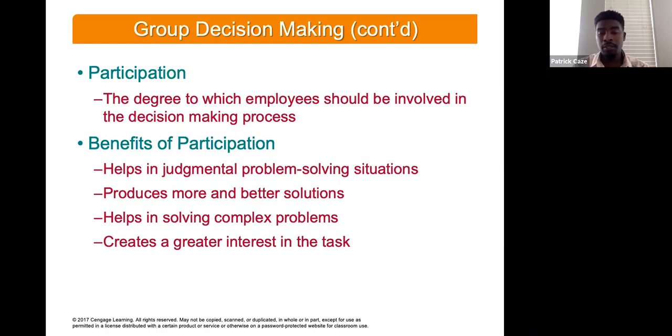It helps in solving complex problems, right? We say two brains are better than one. And so again, it leads to better solutions. It leads to more solutions, right? So you get an opportunity to have a lot of ideas out there that you can really evaluate and get the best outcome possible. Okay.